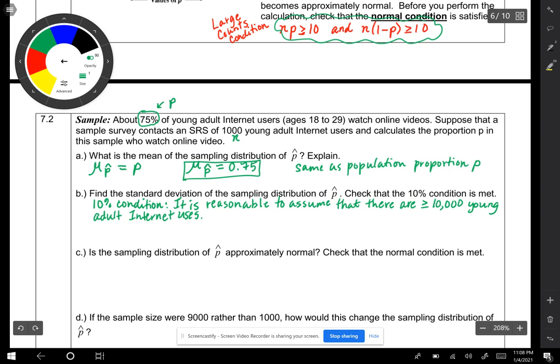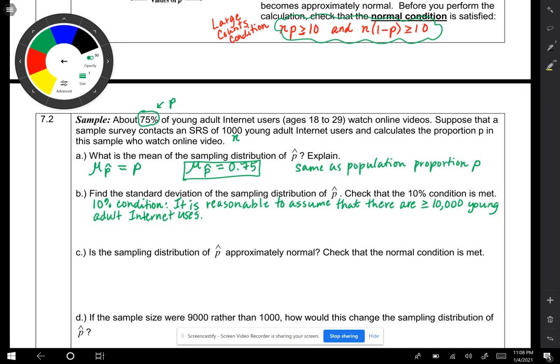Now, do you need to show that you multiplied 10 times 1,000? Not for this one. It's only when you're doing the normal condition. That one, you can easily multiply 10 times any number. You don't have to show any work there. So we know it's reasonable. Therefore, the 10% condition is met.